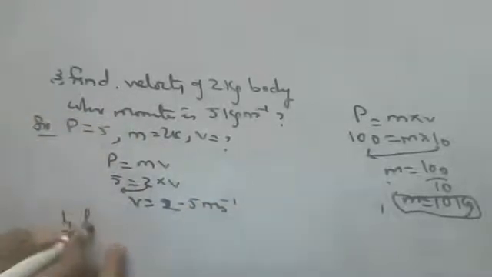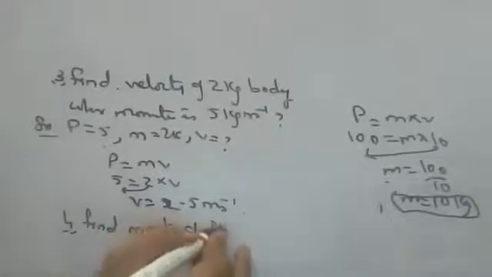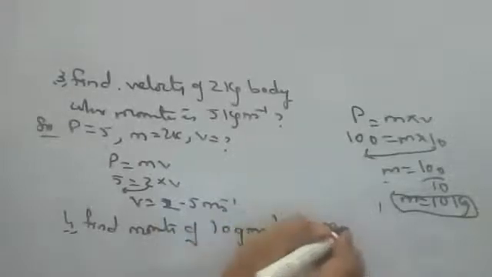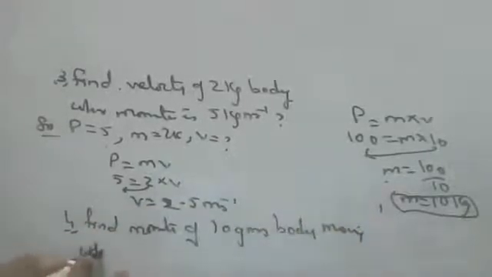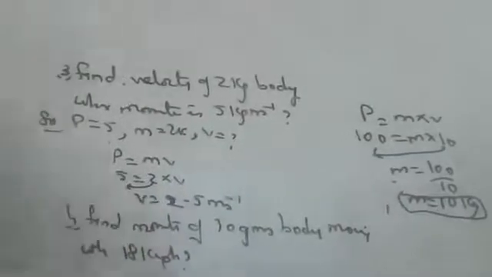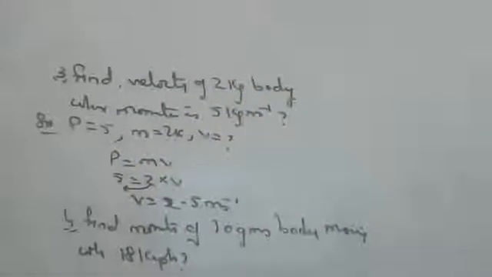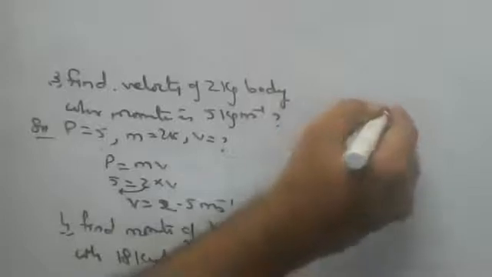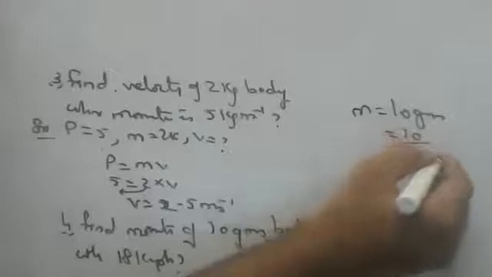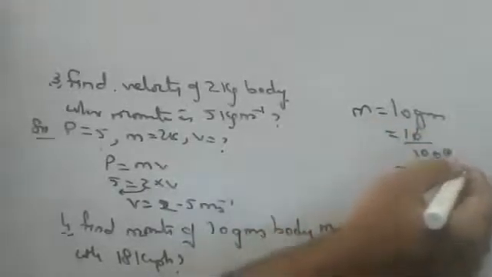One more sum. Find the momentum of a 10 gram body moving with 80 kmph. Units are not clear. Units you have to say kg meter per second only, compulsory. So mass how much I gave? 10 grams. Okay. So converting to kgs means divide by 1000. Divide by 1000 means how much? 0.01 kg.